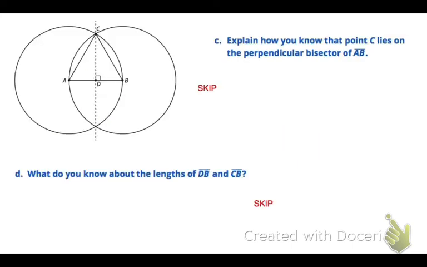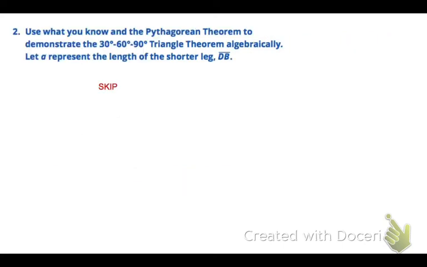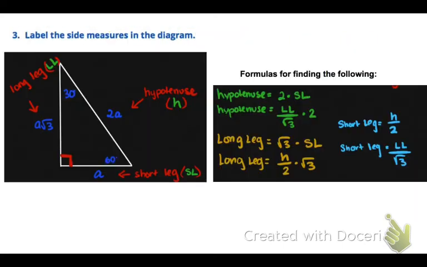Then you're going to skip C and D. You're also going to skip number 2. And then for number 3, you're going to write this down. They're going to ask you to label the side measures. This is the 30-60-90 triangle we were talking about. Go ahead and label the hypotenuse. Remember that the hypotenuse is always the one that is opposite from the right angle. So the hypotenuse will be called 2a. The short leg will be a, and the long leg will be a square root of 3.